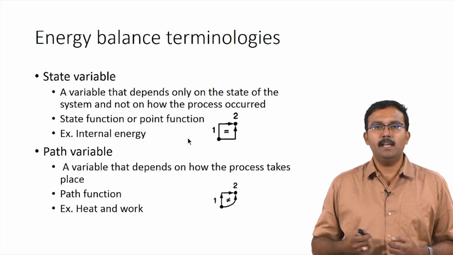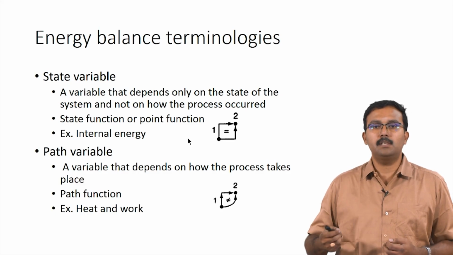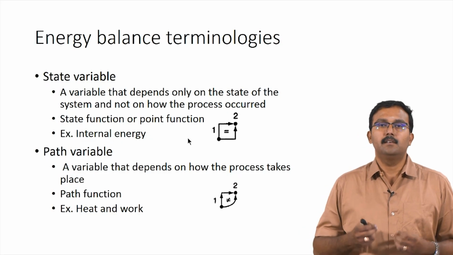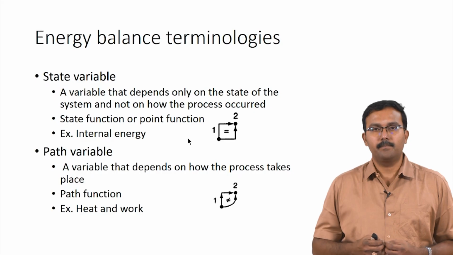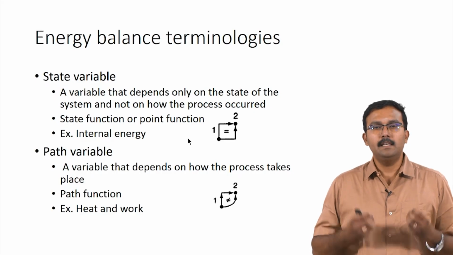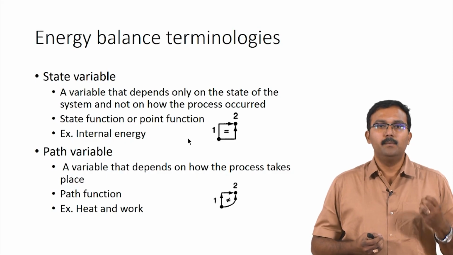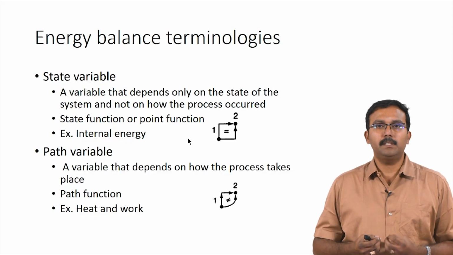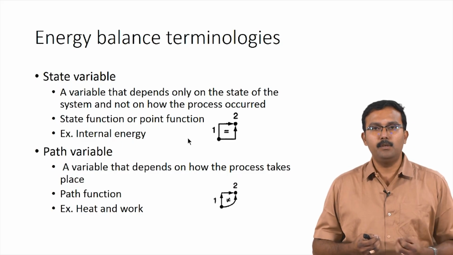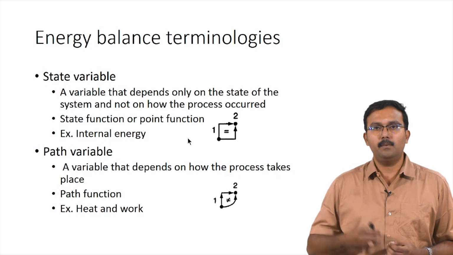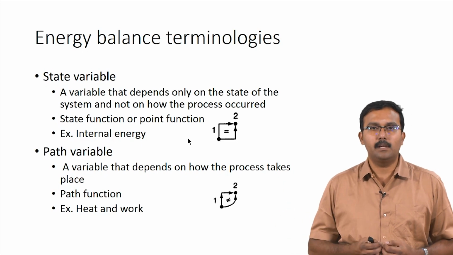Path variable is a variable which depends on the process which actually takes place. It is also called a path function. Example would be heat or work. So, this is important to understand, because when we have a state variable, we can actually make assumptions about the reference states which can be used for performing calculations. We will get into the details of that when we perform energy balance calculations.